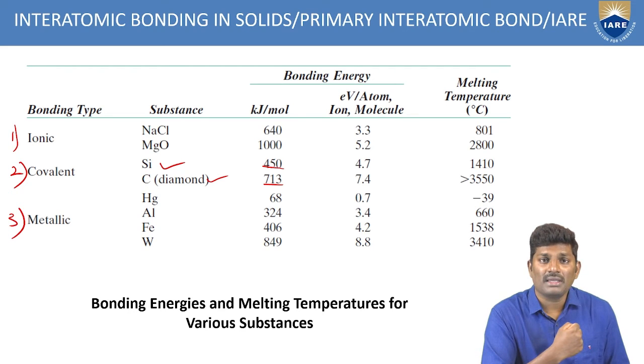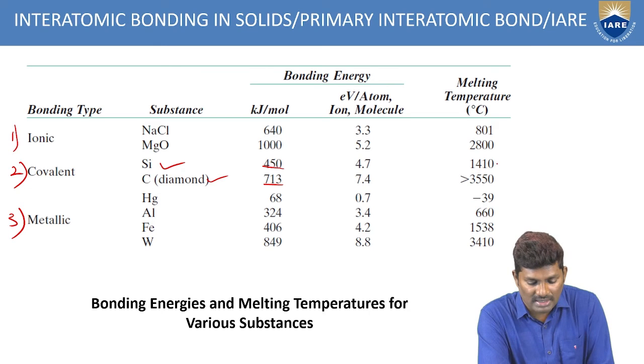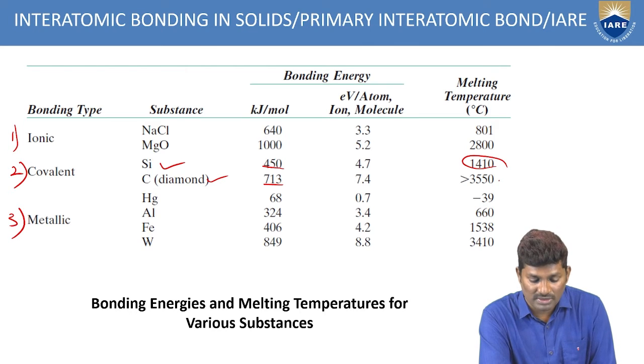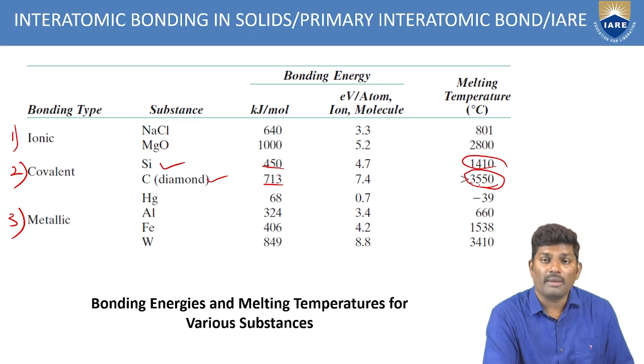And when you compare the melting temperature, what is the melting temperature of Si? It is 1410, which is very low. But diamond has a higher value, 3550 degrees, which is more than MgO. So compared to ionic bonding, the covalent bonding materials have higher melting temperatures.